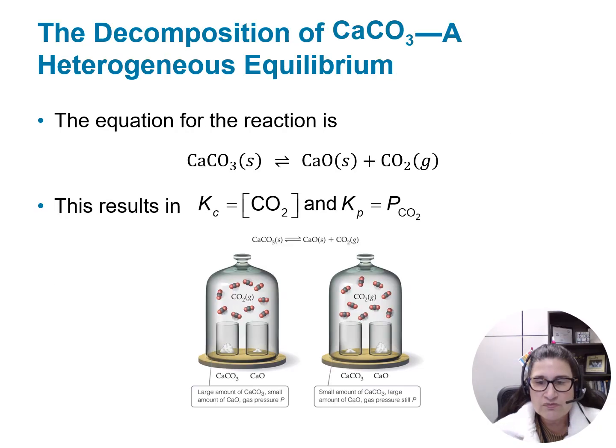So if this is my equation, we can see this is a solid, and this is a gas. So this one isn't going to appear, this one's not going to appear. The only one I'm going to have in there is this one. So if I do the product, CO2, over the reactants, there aren't any. So that means it would just be K equals the concentration of CO2, or if you're doing Kp, your K is equal to the pressure of CO2.